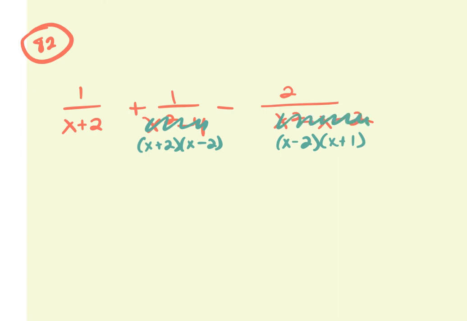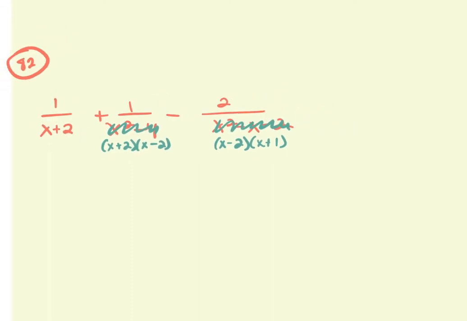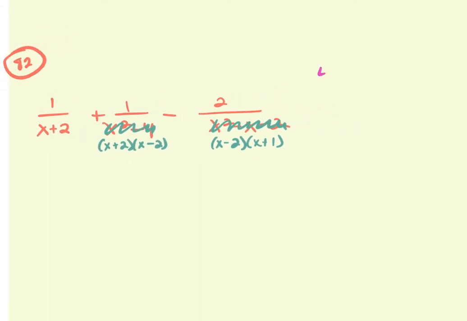Because this is addition and subtraction, I need to find a least common denominator. So I'm going to list out any of the factors there that are unique. So x plus 2 comes first. In the second fraction, you have an x plus 2 again, but it's also raised to the first power, so I don't need to add it because I already have it.